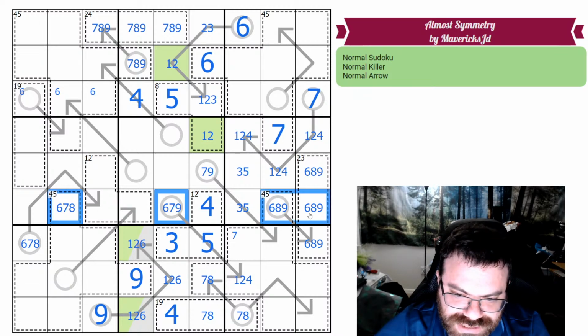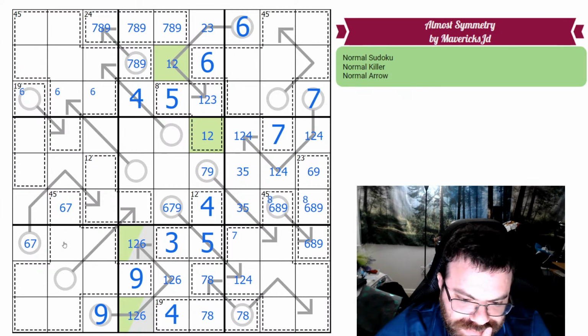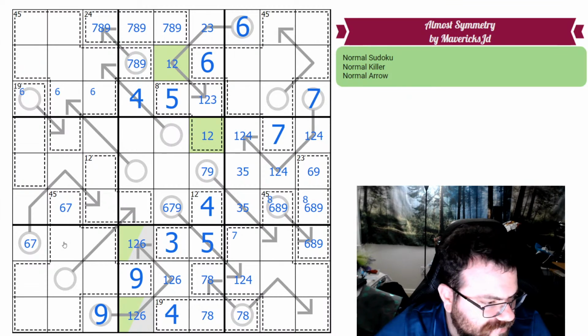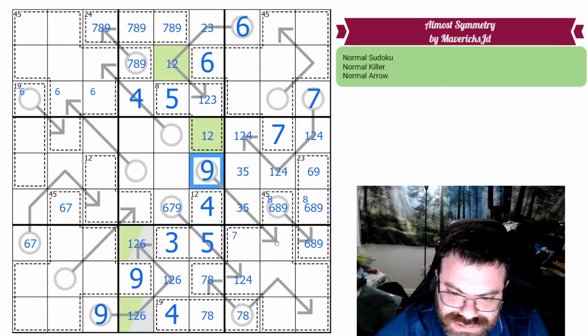So we have 6, 7, 8, 9 here. It's an 8 in one of these two, which means this is not an 8. This is not an 8. Seven, 8 makes this a 9. So this is 4 or 6.